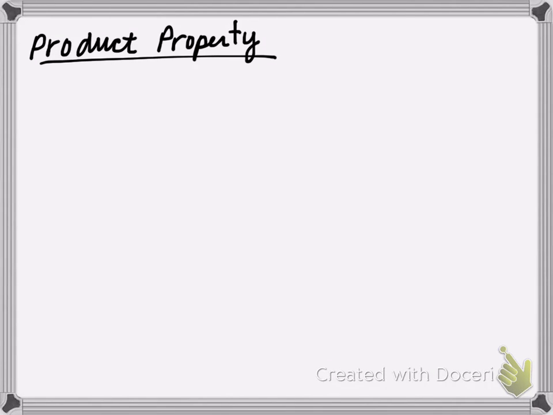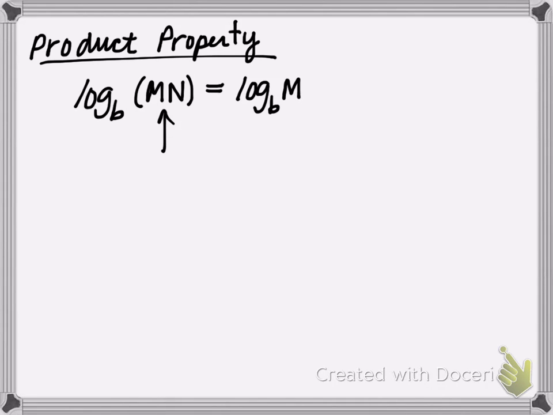So we want to see where the product property for logarithms comes from, or why it's true. Let's start with the property. The product property says if we're taking the log base b of a product, so this is m times n, the argument contains a product, and that's going to be equivalent to log base b of m plus a second logarithm, log base b of n.